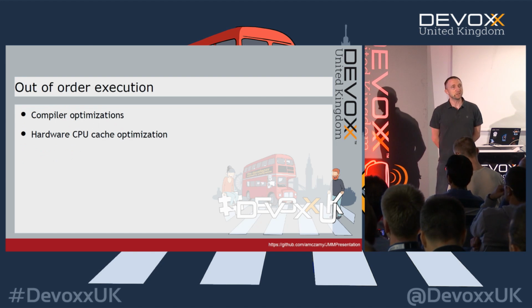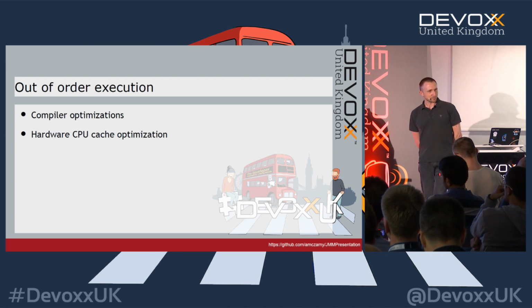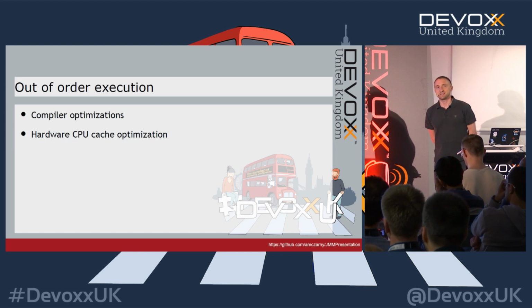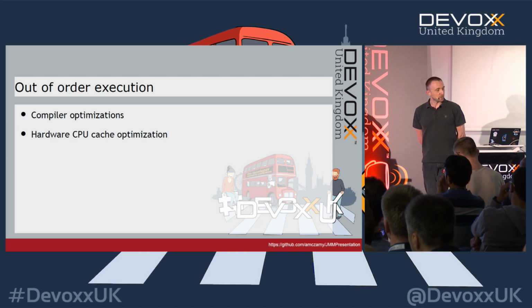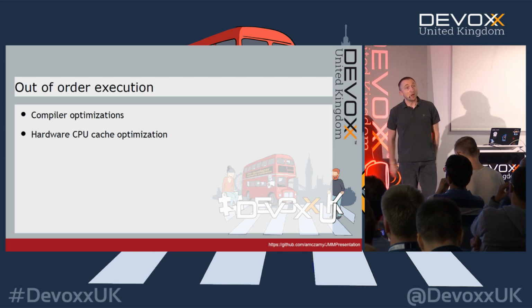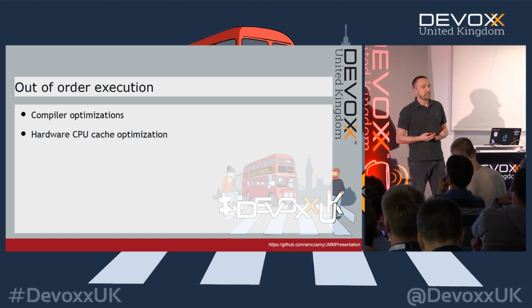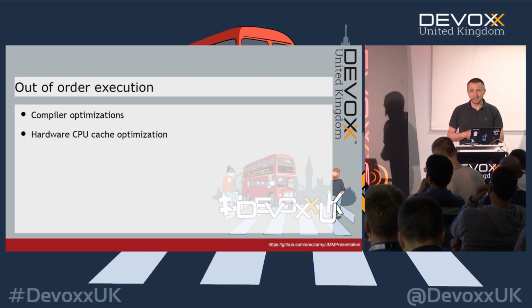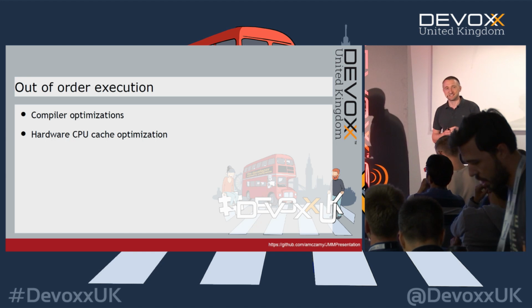All right, let's start with out-of-order execution. There are two reasons. Well, in general, it's one reason: optimization is why we have out-of-order execution. We have compiler optimizations, and then hardware and CPU cache optimizations. Let's start with compiler optimizations.